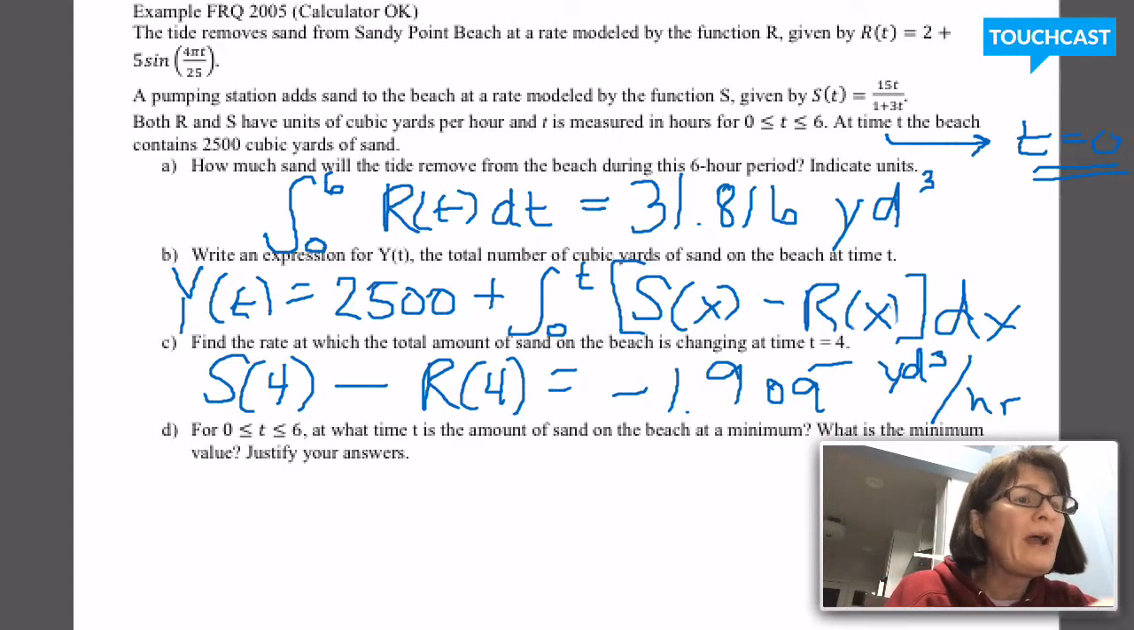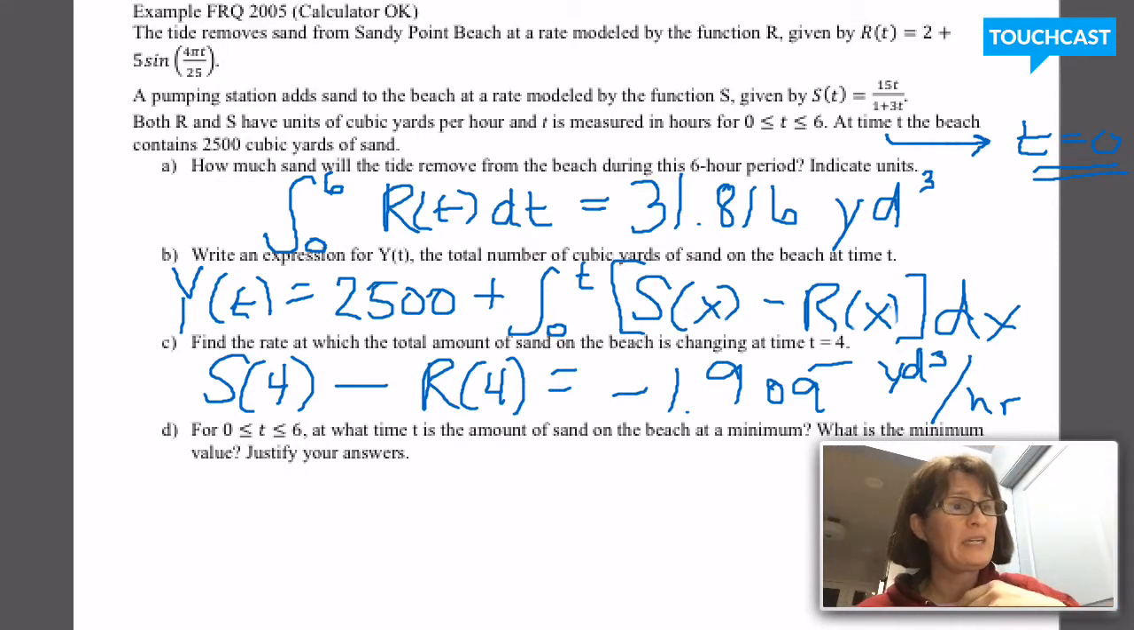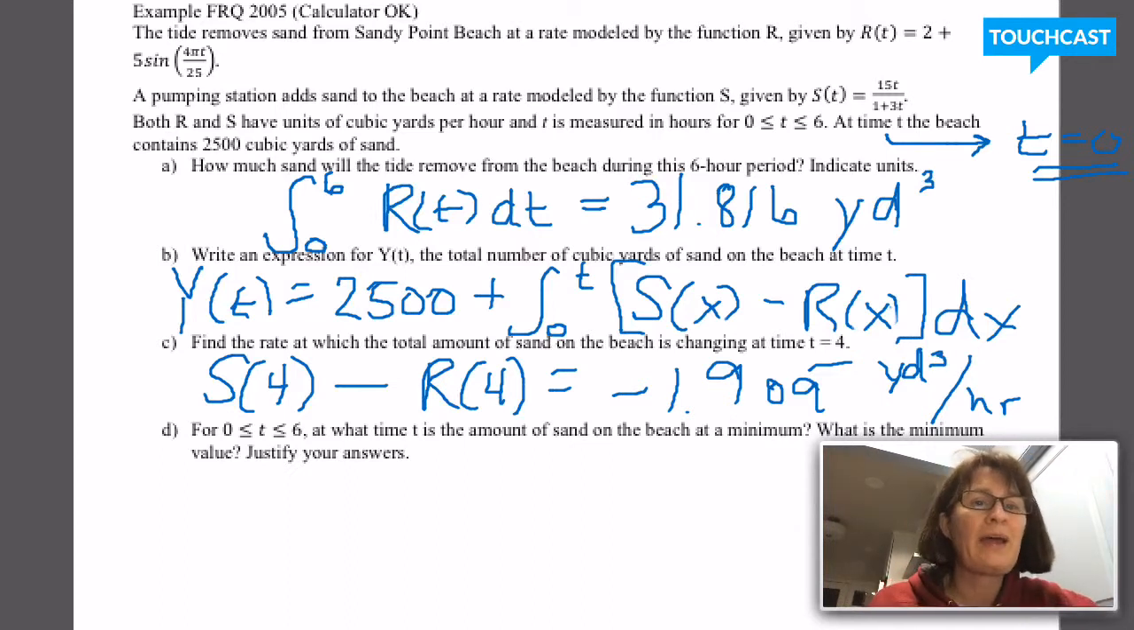If you had difficulty thinking through that the rate at which the amount of sand is changing is the rate at which it's coming in minus the rate at which it's going out, notice you have, in part B, a formula, a function that gives you the amount of sand on the beach. Well, the rate at which the amount of sand changes would be y prime. So let's go back and just for discussion, let's compute y prime.